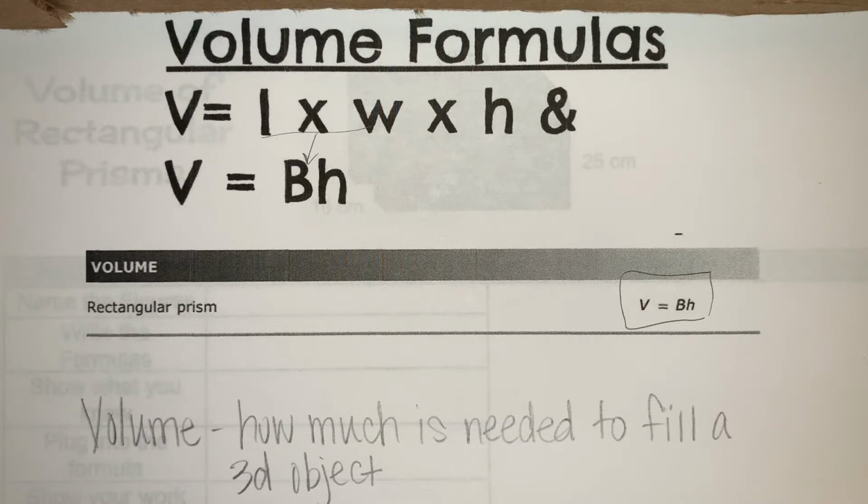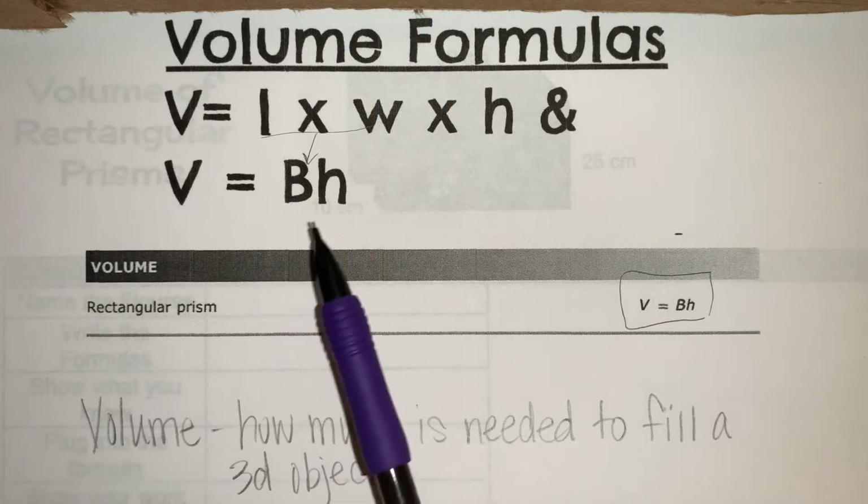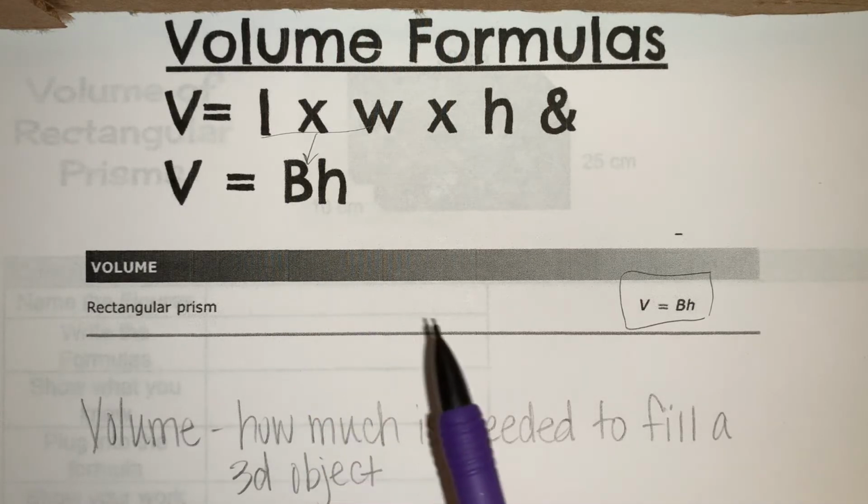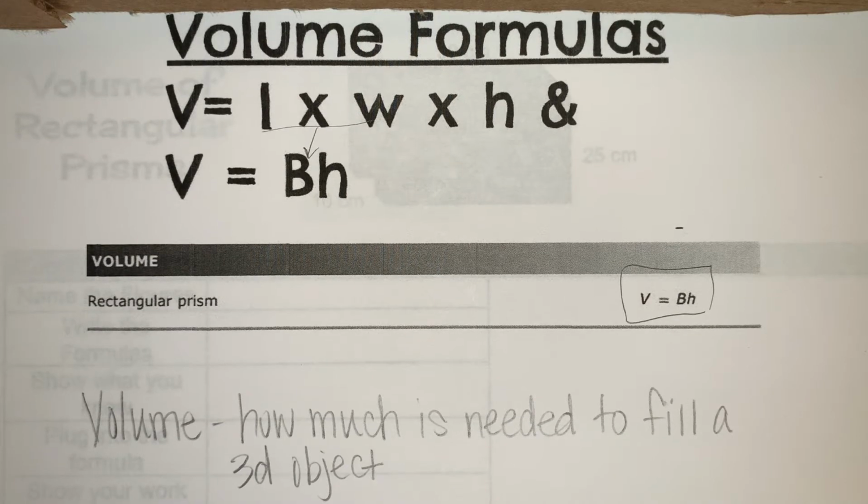We do that because eventually when you find the volume of other three-dimensional shapes like triangular prisms and pyramids, you're going to have to find the area of the base of the object and multiply it by the height. So that's why we're learning this formula to be capital BH instead of length times width times height, which you've always known it as. Remember, volume is how much is needed to fill a 3D object, how much will fit inside a three-dimensional object.